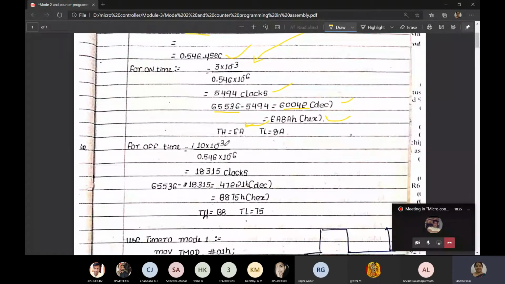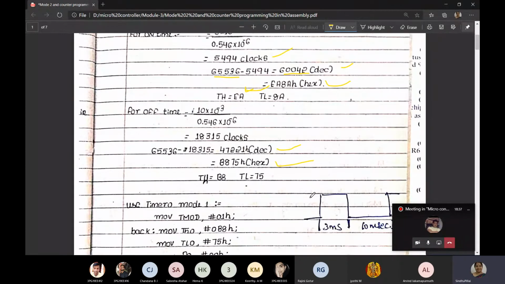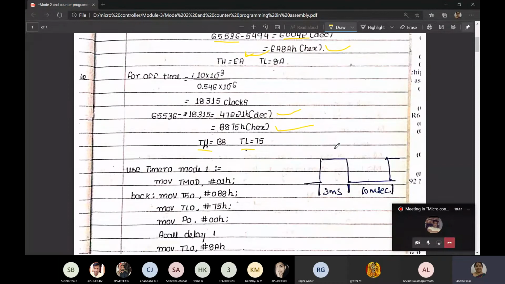Same procedure. So 10 divided by 0.546, then you will get a number 18315. You have to subtract it from the maximum count. That number will be in decimal. Convert it into hexadecimal, then write TH and TL. So these are the two values that are to be loaded in the timer to get a delay. Then a square wave will be generated.